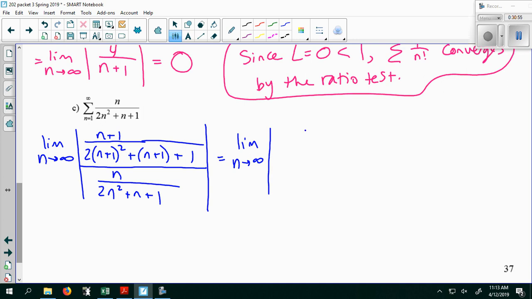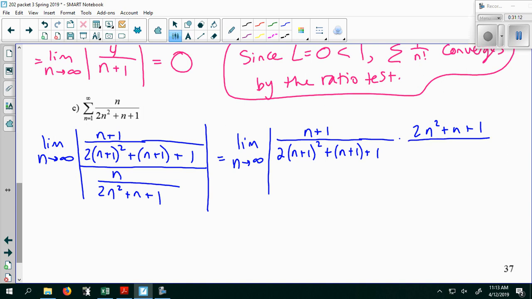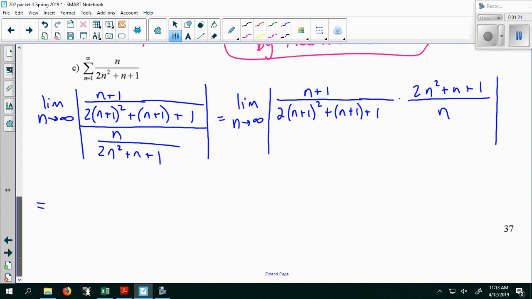Okay, so now I'm going to flip and multiply. I have n plus 1 over 2 times n plus 1 squared plus n plus 1 plus 1 times 2n squared plus n plus 1 over n. Okay, so just remember when you multiply fractions, you multiply the tops, you multiply the bottoms. So I've got an n plus 1 times 2n squared plus n plus 1.